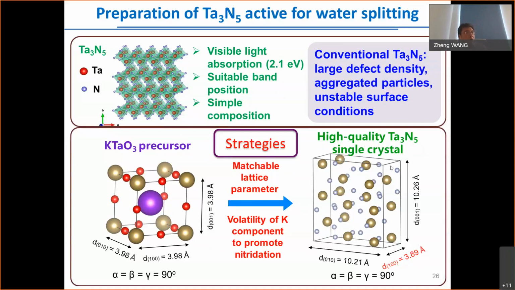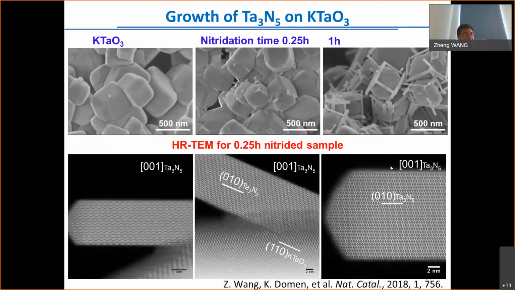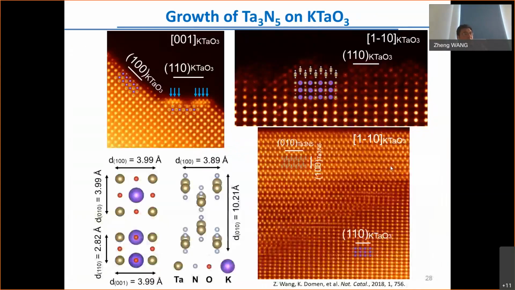As shown in the SEM and HRTEM images, after a short nitridation process, tantalum 3N5 nanorods were selectively grown at the edge of cubic potassium tantalate particles. Such nanorods formed on the potassium tantalate were single crystals without any distortion from the surface to the interior. Tantalum 3N5 nanorods were selectively grown at the edge of cubic potassium tantalate.